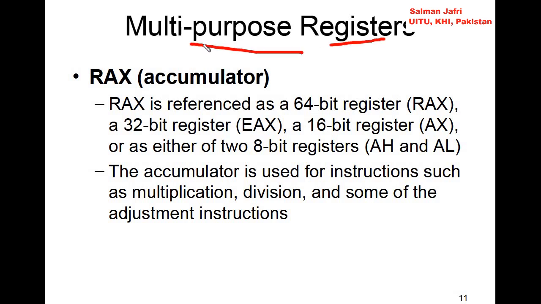Now a quick review. Multipurpose registers. RAX is the accumulator. Accumulator is referenced as a 64-bit register when it's called RAX, a 32-bit register EAX, 16-bit is AX, and either as two 8-bit registers AH and AL. So an accumulator is used for instructions such as multiplication, division, and some of the adjustment instructions. And AX is also a general purpose register. Hence the AX is termed a multi-purpose register. It is a general purpose register as well as an operational register because it carries out multiplication, division, and some of the adjustment instructions.